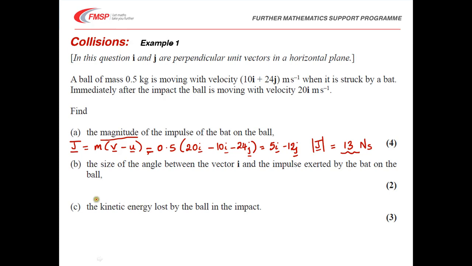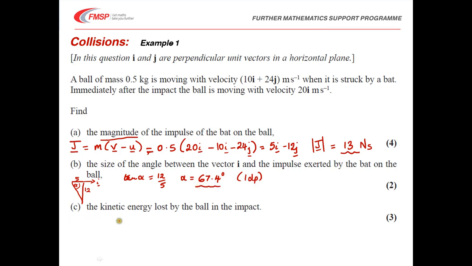For part B, the size of the angle between vector i and the impulse exerted. Well, our impulse is 5i minus 12j. Let's just do a little sketch of that: 5 across and 12 down. If I say that alpha is the angle I'm looking for here, this direction is the i direction. So tan alpha is going to be 12 over 5. If we pop that into a calculator, we should find that alpha is 67.4 degrees, given to one decimal place.